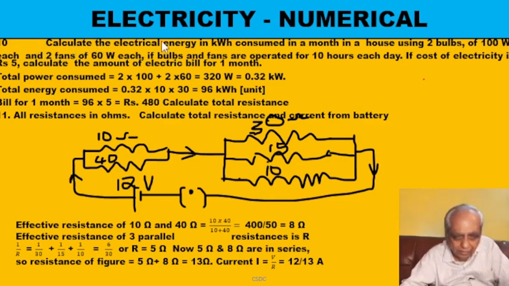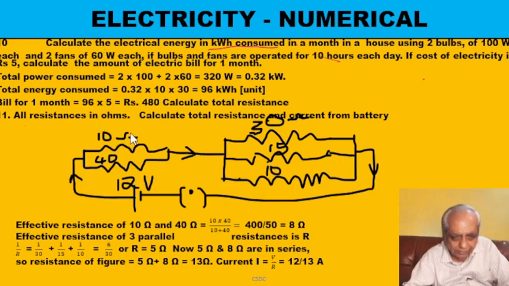Calculate electrical energy in kilowatt hour consumed in a month. So this is a similar sum. Only we have to calculate the kilowatt hour. In a month he is asking. So 2 bulbs of 100 watt each, 2 fans of 60 watt each. Bulbs and fans are operated 10 hours on each day. I think this is the same sum that has come, this we have done. Okay. Now the next sum.